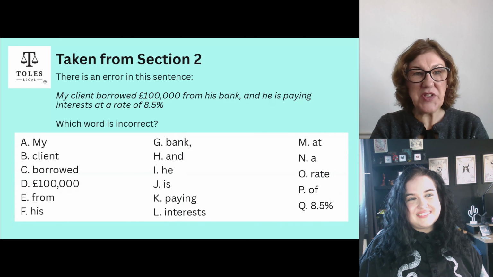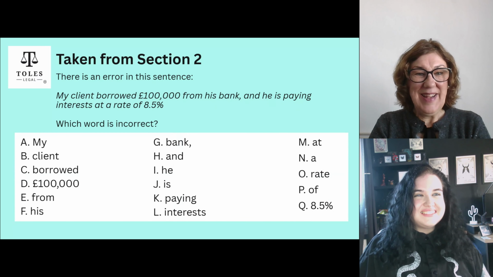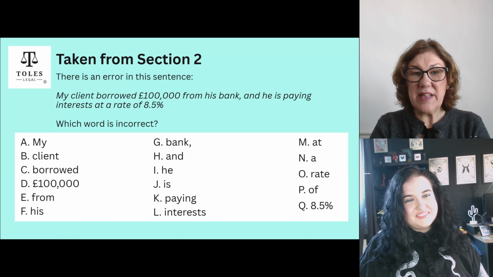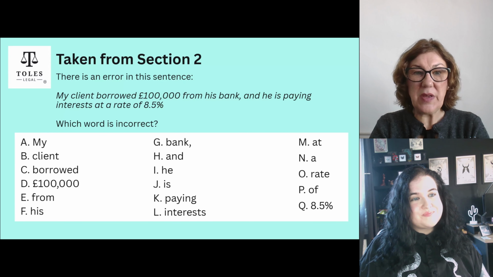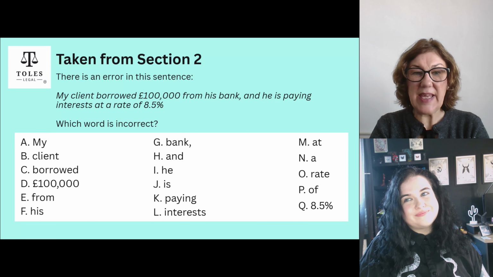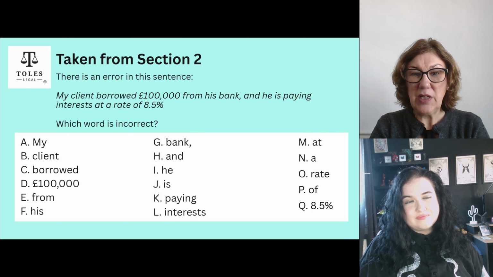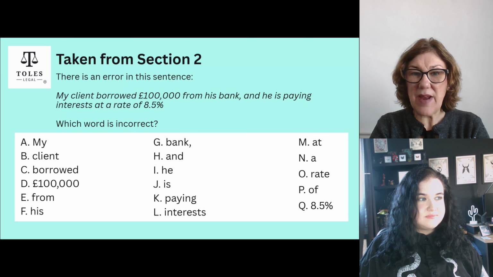Oh my goodness, Rachel. This is section 2 now. It gets harder. It's actually easier than it looks. What you've got to do is find the error. What is the mistake in that sentence? And then you circle the word that is the incorrect word.